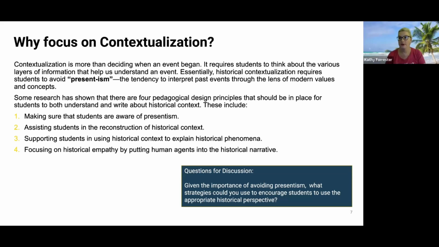I will. I can't seem to find the little hand raising icon thing, so I'm sorry. Oh, that's okay. Please just unmute and you can go.